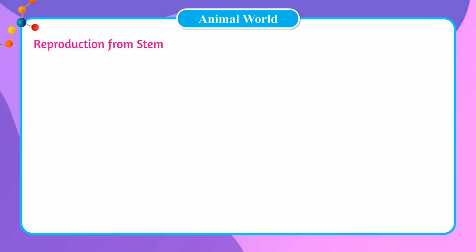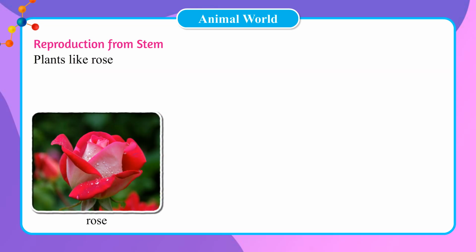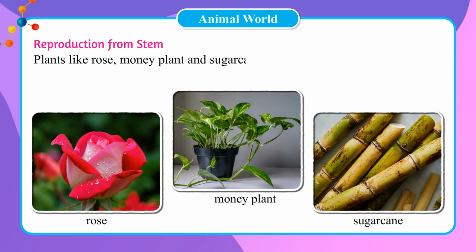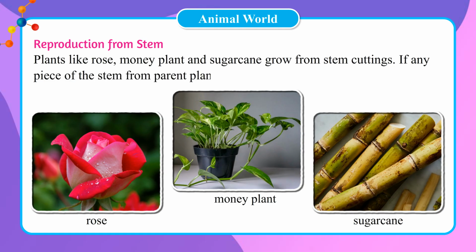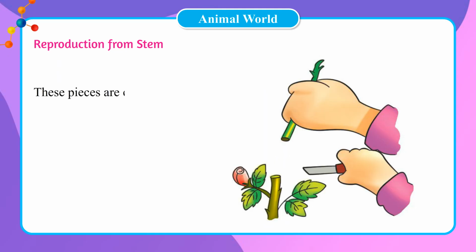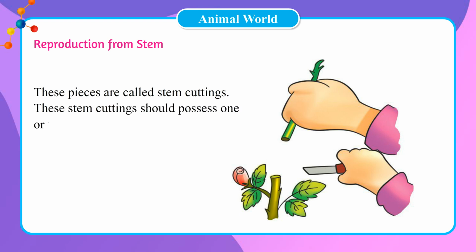Reproduction from stem. Plants like rose, money plant and sugarcane grow from stem cuttings. If any piece of the stem from parent plant is grown, it develops into a new plant. These pieces are called stem cuttings. These stem cuttings should possess 1 or 2 buds to grow into a new plant.